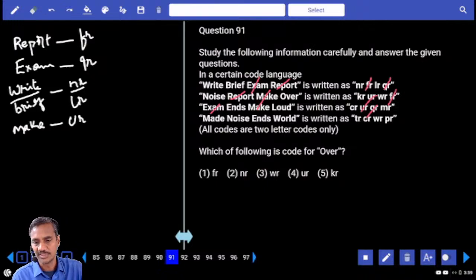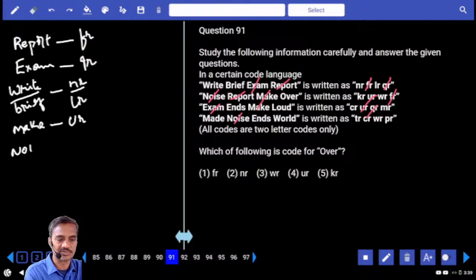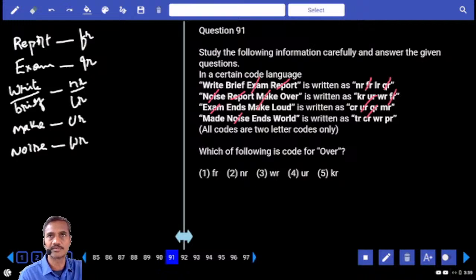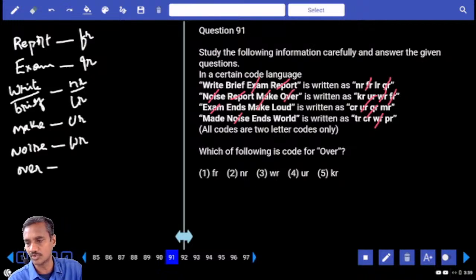And next one, if you compare 2 and 4, noise and over. Noise is the word that is common, and the code that is common between the second and the fourth is WR. Noise is WR. Then in the second, only the word over is left over, and the code given to the word over is KR. Over, that is KR.